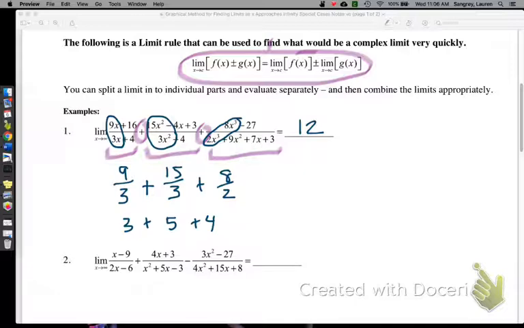Number 2, let's just do this one quick. For the first piece, we have the same degree, so this is 1/2. For the second piece, the highest degree is in the denominator, so this is 0. And then I have subtraction, and I have the same degree for this last piece, so that's 3/4. So this is really 1/2 minus 3/4, which is -1/4.